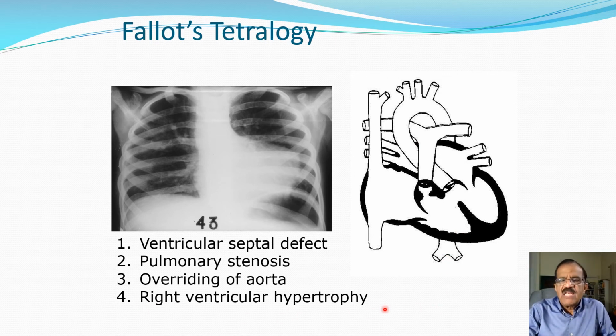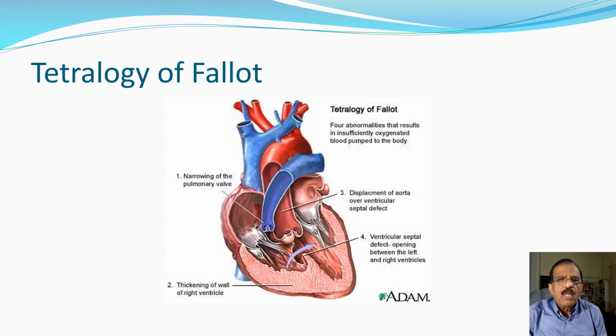And then there is right ventricular hypertrophy, which in a way is actually compensatory, but that is one of the components. So you are likely to see four components in a cyanotic heart disease if this is a case of Fallot's tetralogy. Same thing, this is a defect, and because of pulmonary stenosis, blood is shunted from the right to the left.